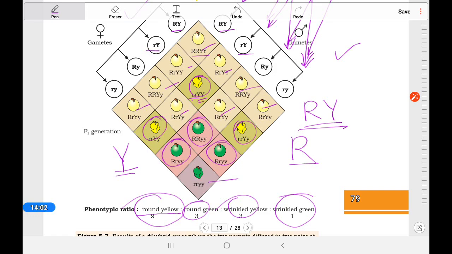So here the phenotypic ratio comes to 9:3:3:1. There are some mathematical problems that I am going to give in the next video, next lesson. So at first you understand all this. You have to understand the ratio in the chromosomal view also.